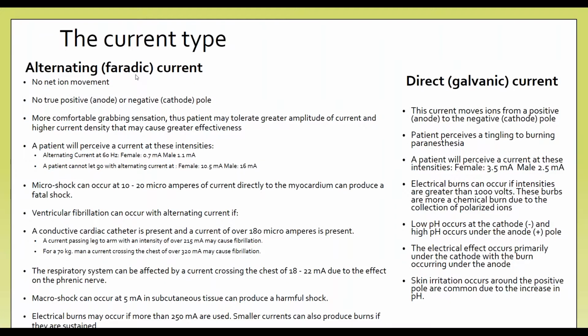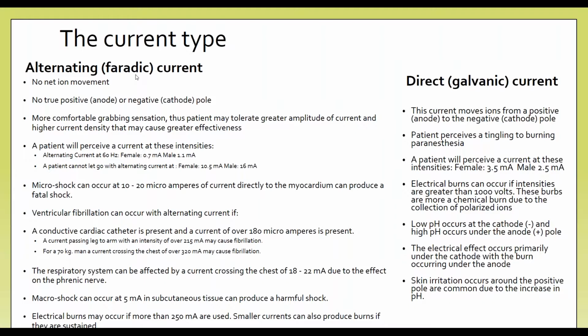Electrical burns can occur if you use more than 250 microamps because the intensity of the current itself, a lot of it is going to be absorbed by fat tissue and things like that and start to cause the fat tissue to heat up to the point you burn somebody below their surface.